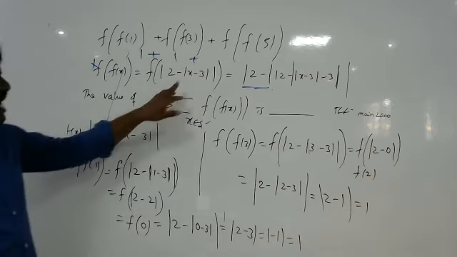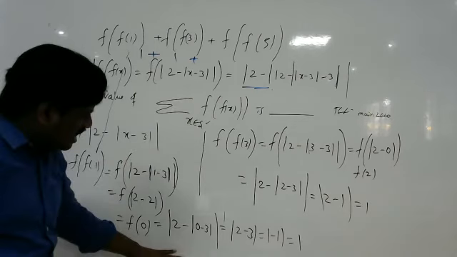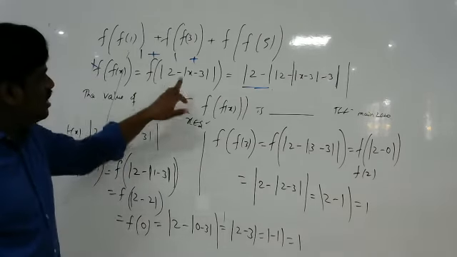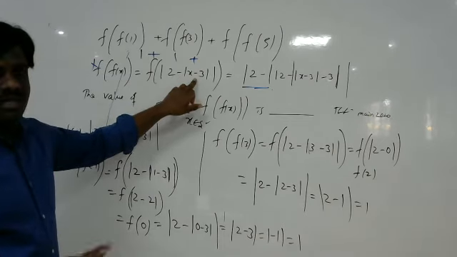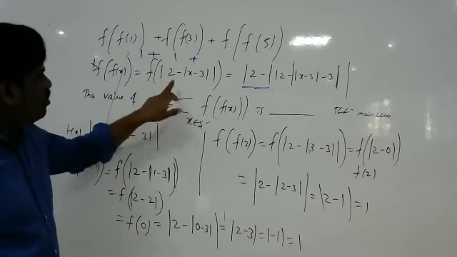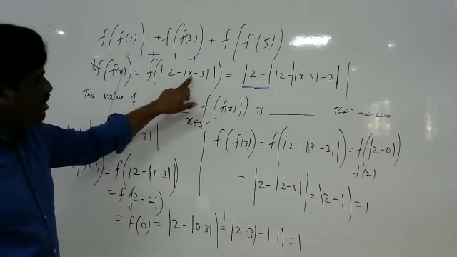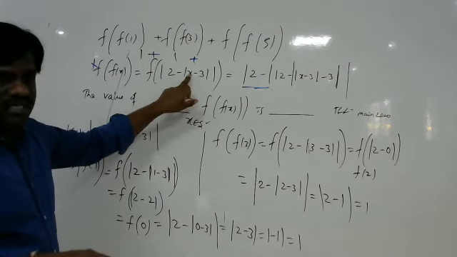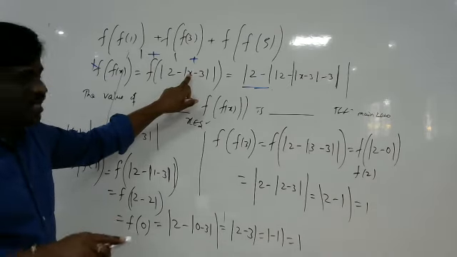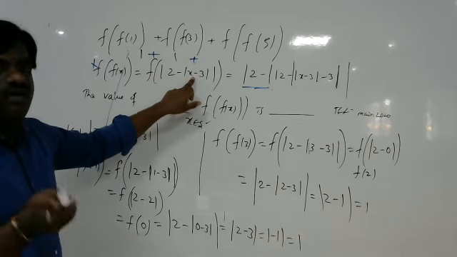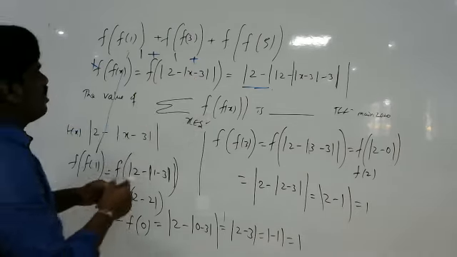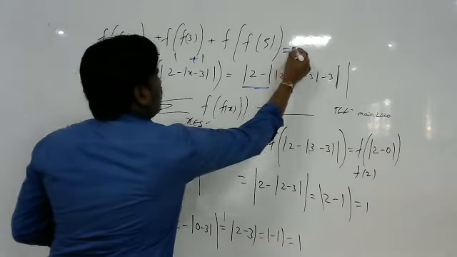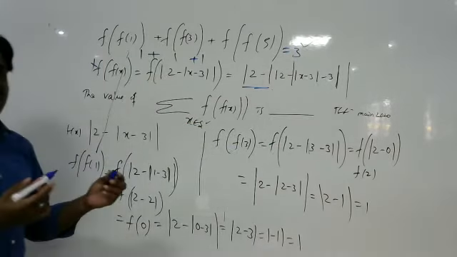Okay, if I substitute directly, I can say there is no need to do this much, in JEE you don't have to do this. 5 minus 3 is 2, 2 minus 2 is 0. Now substitute 0: 0 minus 3 is minus 3, modulus of minus 3 is plus 3, 2 minus 3 is minus 1, modulus of minus 1 is plus 1. So this is also 1. 1 plus 1 plus 1 is 3. The answer is 3.